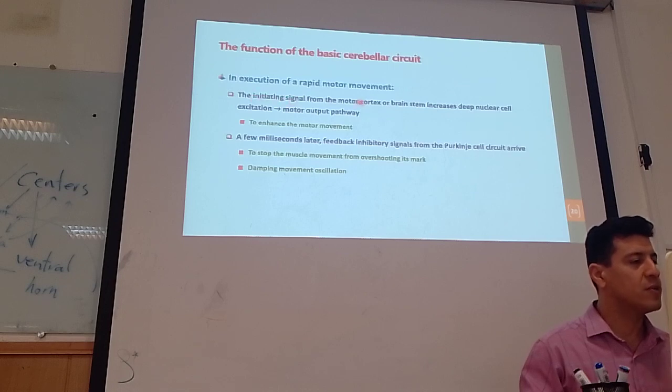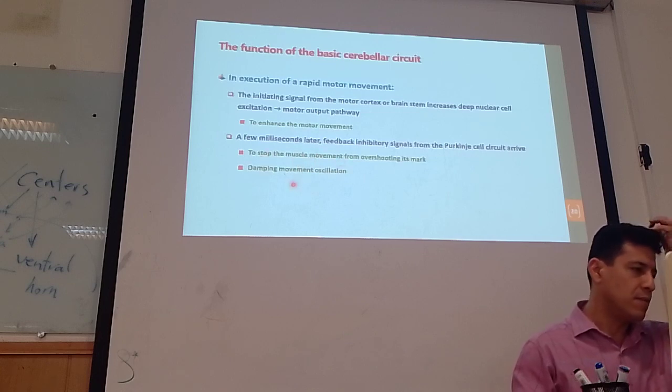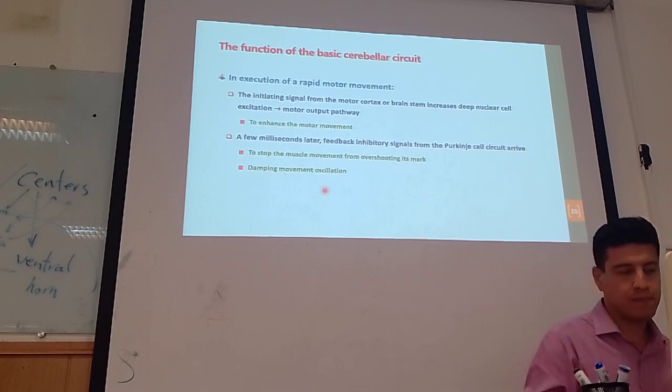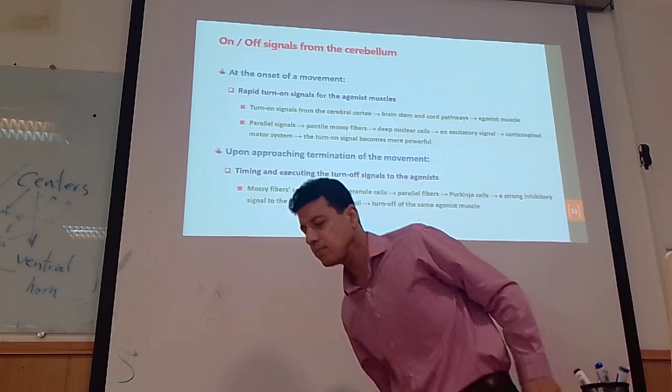So in execution of a rapid motor movement, initiating signals from the motor cortex and brainstem increase deep nuclear cell excitation. This way motor output pathways increase. A few milliseconds later, feedback inhibitory signals from the Purkinje cells arrive. It helps stop muscle movement. And that's movement oscillation.